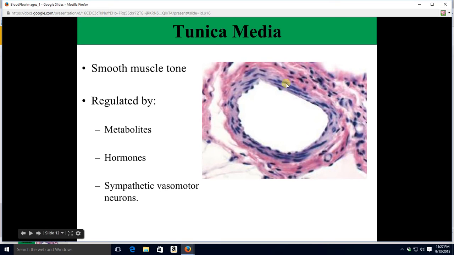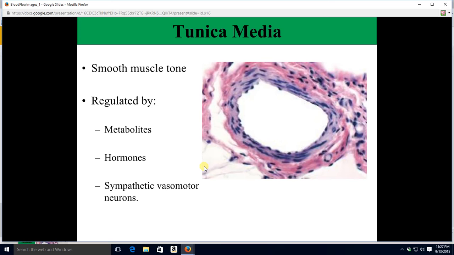The muscle in here is always contracting a little bit. It's never totally contracted, never totally relaxed. It's always somewhere in between. And this level of contraction is regulated by metabolites. So think about, for example, waste products. Waste products from surrounding tissue cells will prompt the muscle here to have less tone.